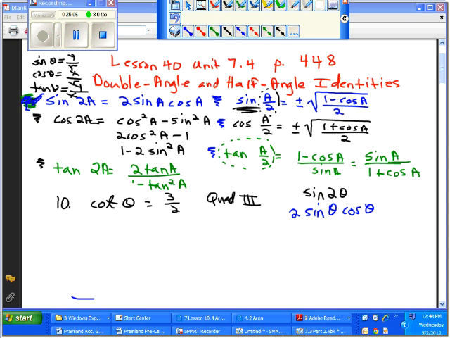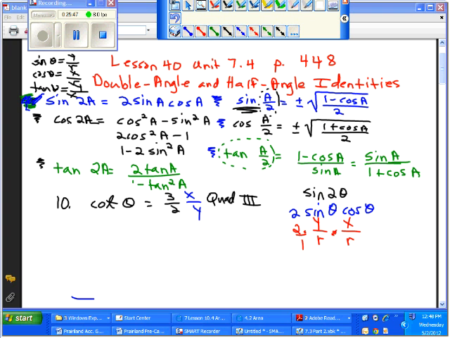We know cotangent theta. Cotangent is what over what? It's cosine over sine, which with x's and y's is x over y, because it's the reciprocal of tangent. Tangent is y over x. Cotangent is the reciprocal, so it's x over y. We're going to need to find the radius, because sine is y over r, and cosine is x over r. So this is going to be 2 times sine, which is y over r, times cosine, which is x over r.